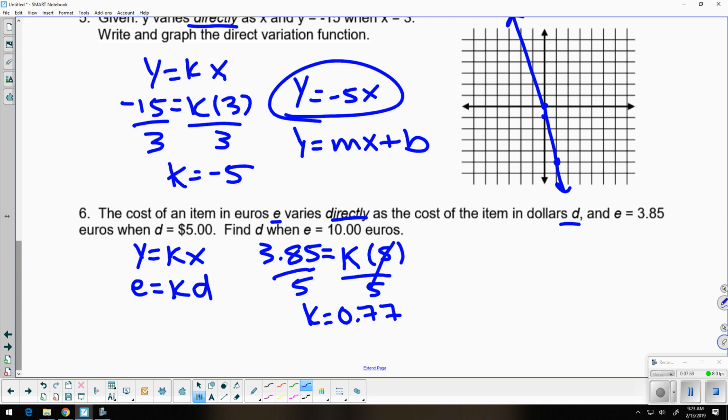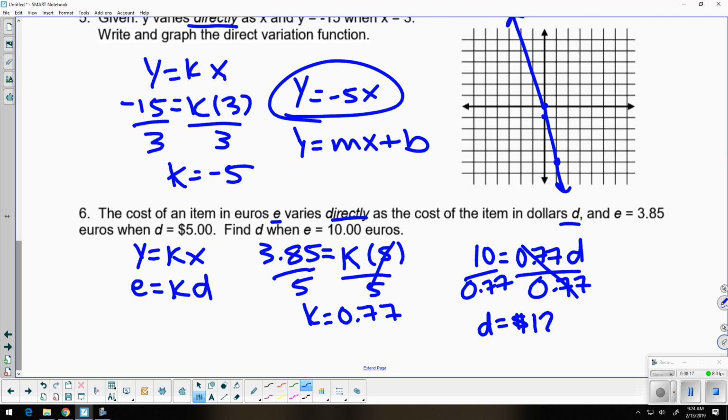Now use that, plug it all back in. Again, how much money would I have in US dollars if I had 10 euros? Plug this all back in. So 10 is E. We have 0.77 for k, solving for US dollars. So dividing both sides by 0.77. And it should come out to, if you round this to the nearest penny in US money, about $12.99. So pretty close to being 13 full dollars. All right, so there's direct variation.